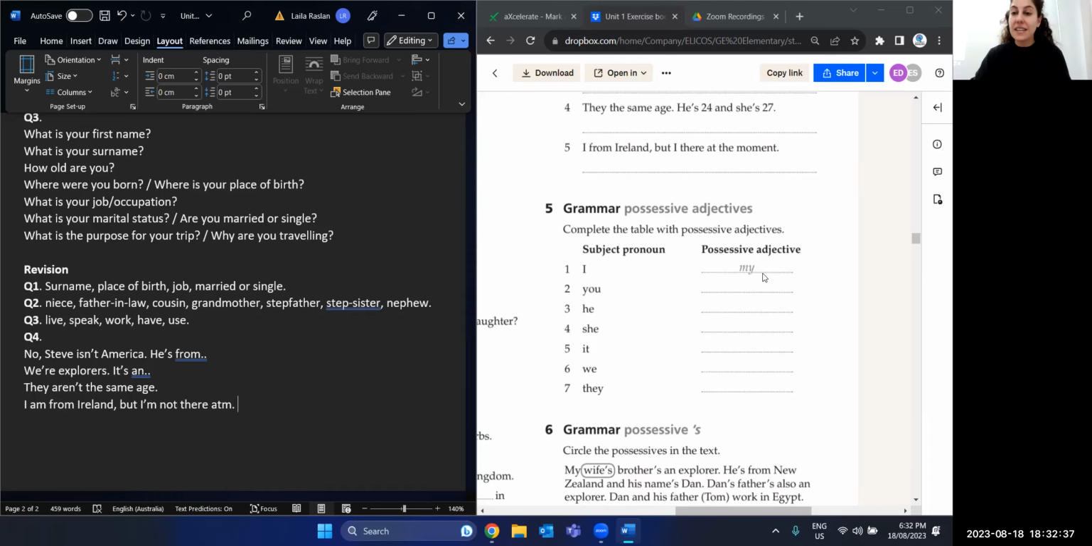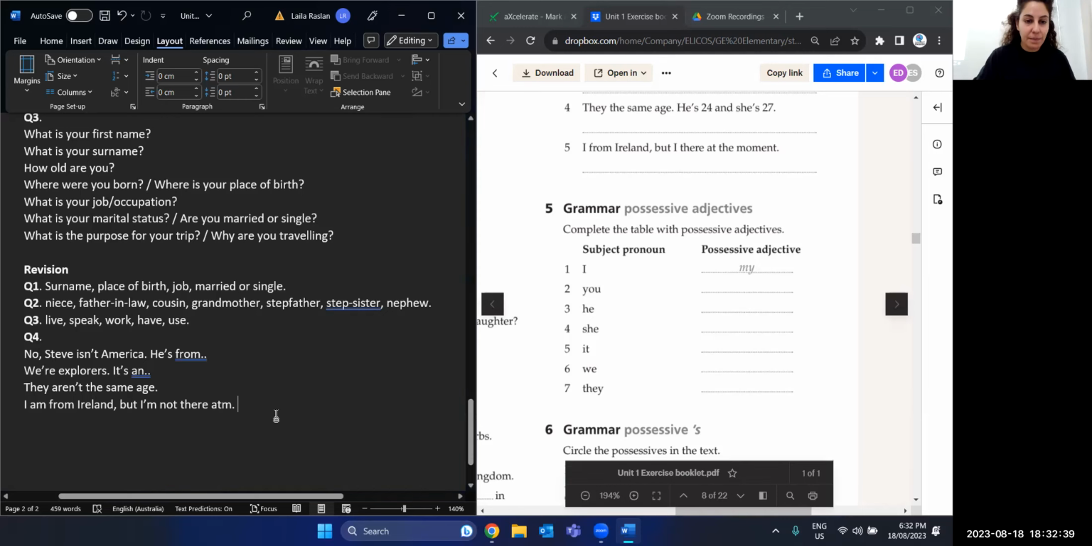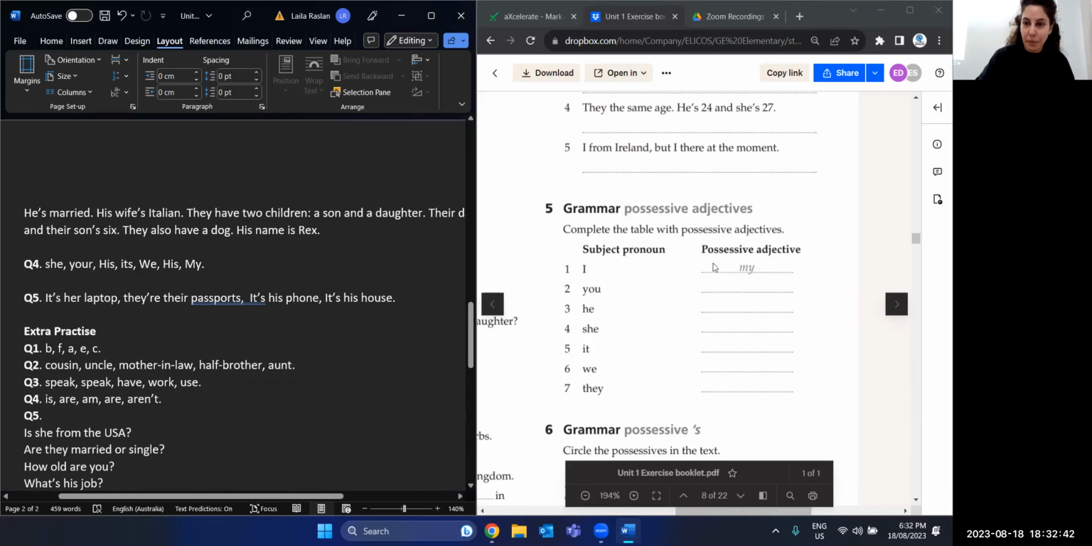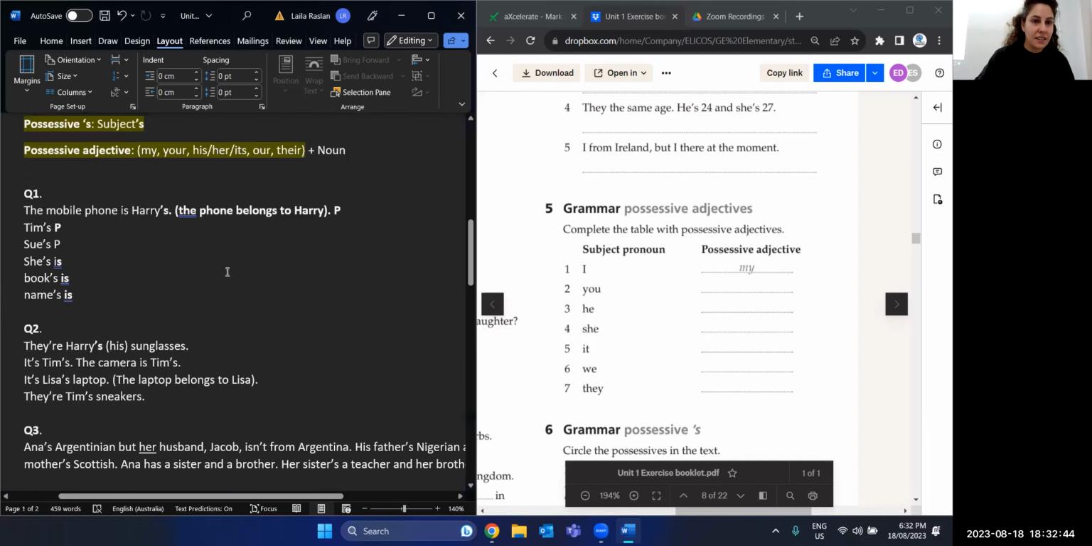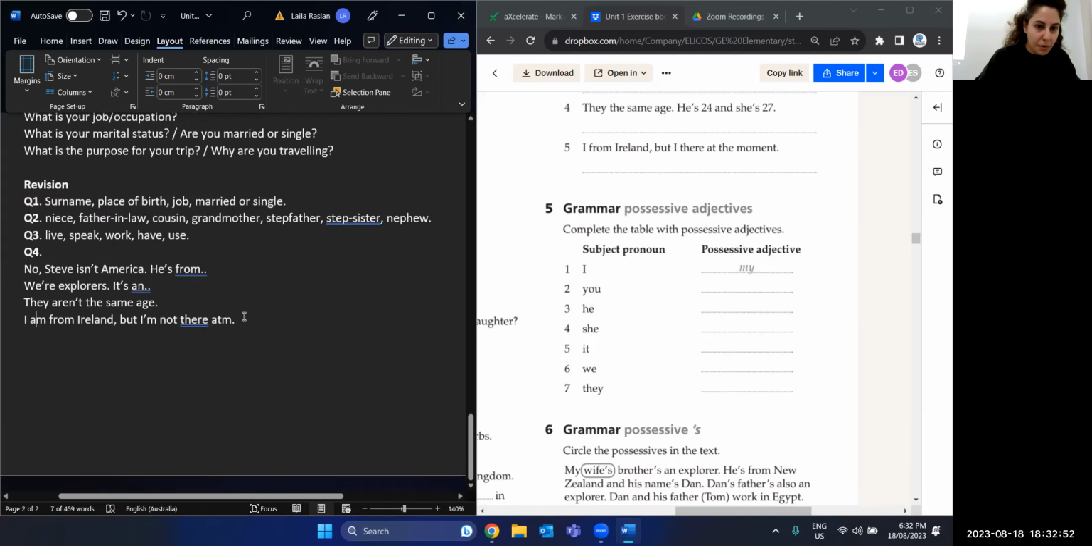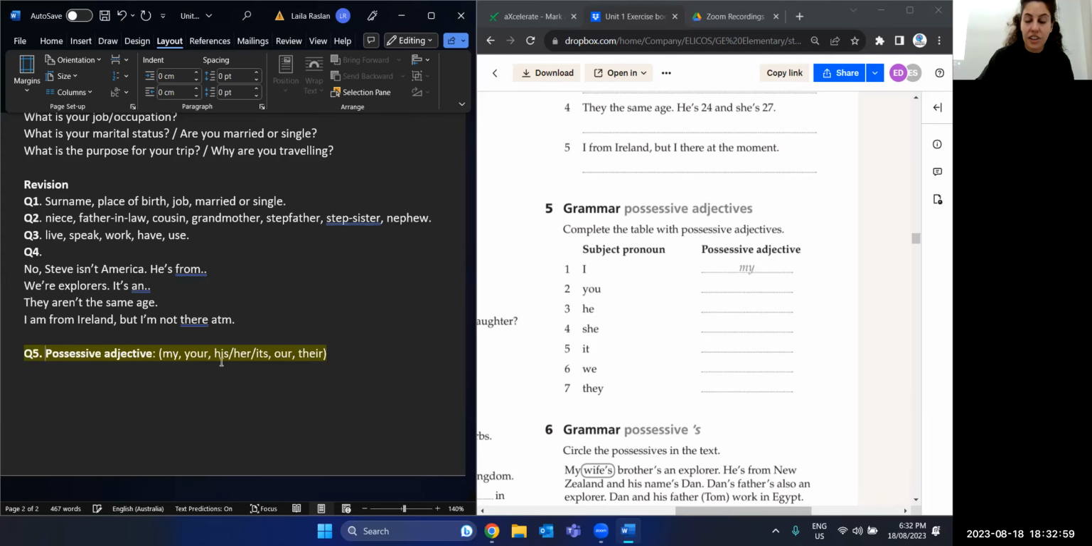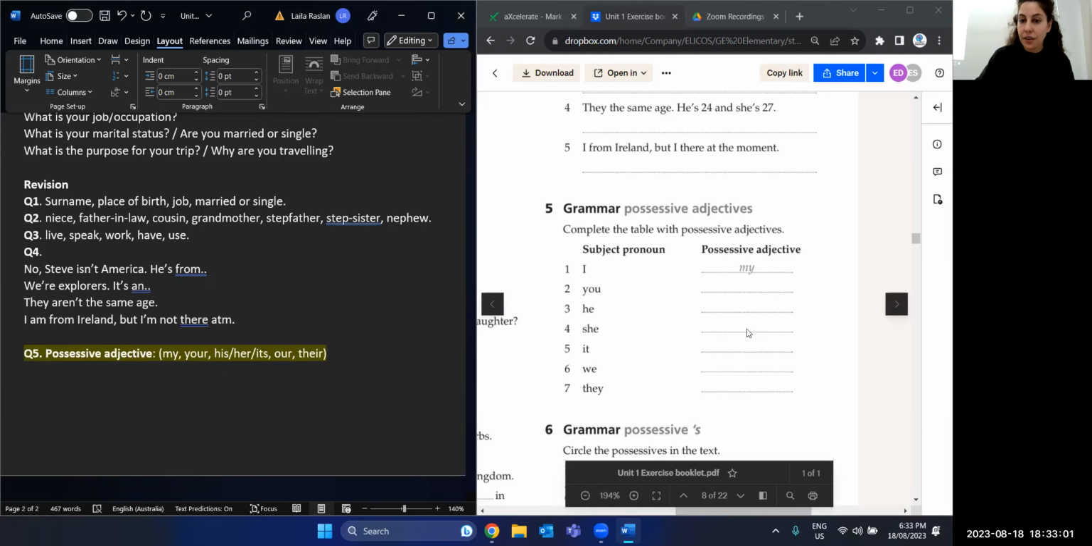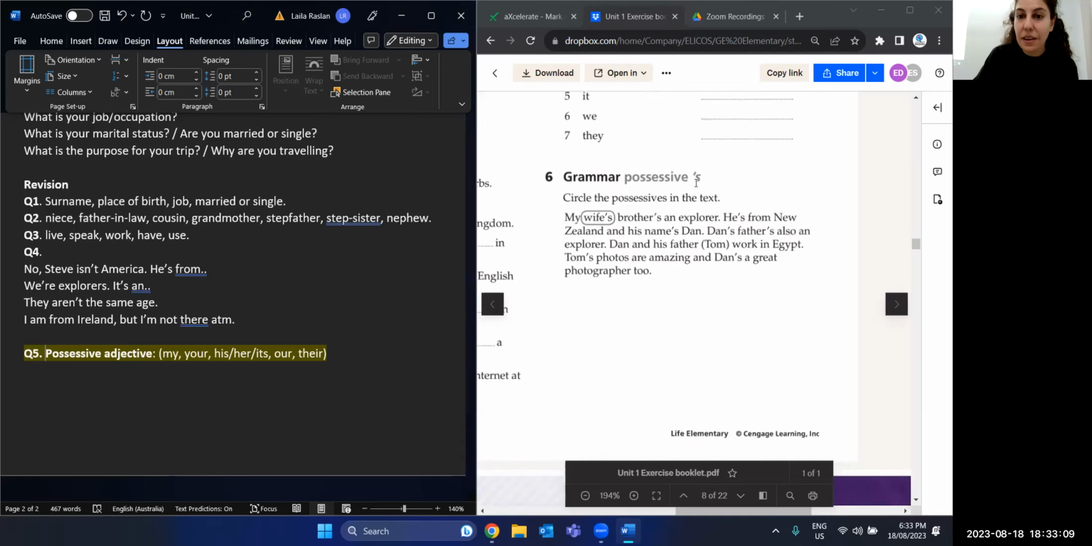Okay, so possessive adjectives, my, what were they? My, your, I'm just going to copy it from before. So my, your, his, her, its, our, their. Possessive adjective. Number 6, circle the possessive in the text.